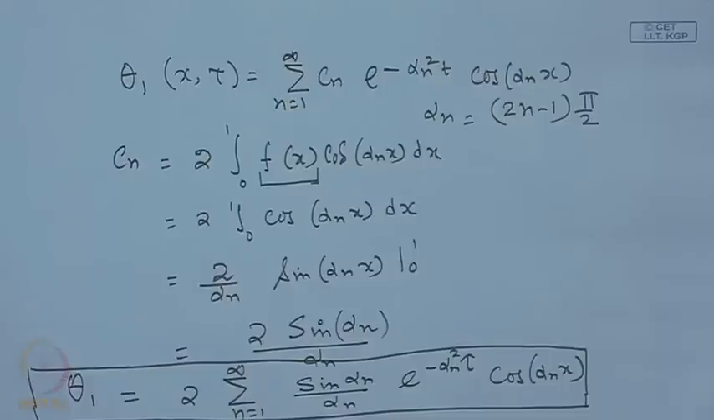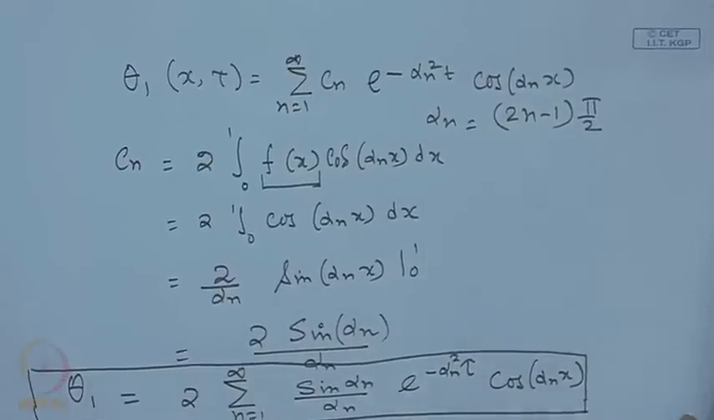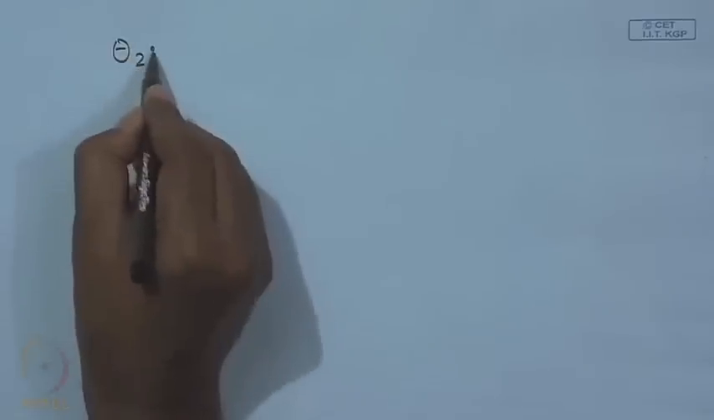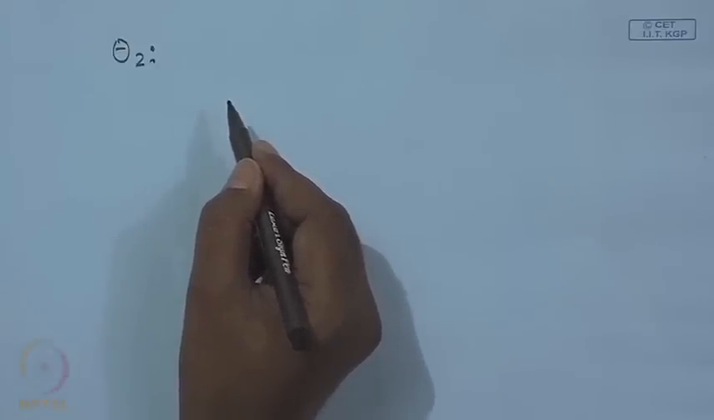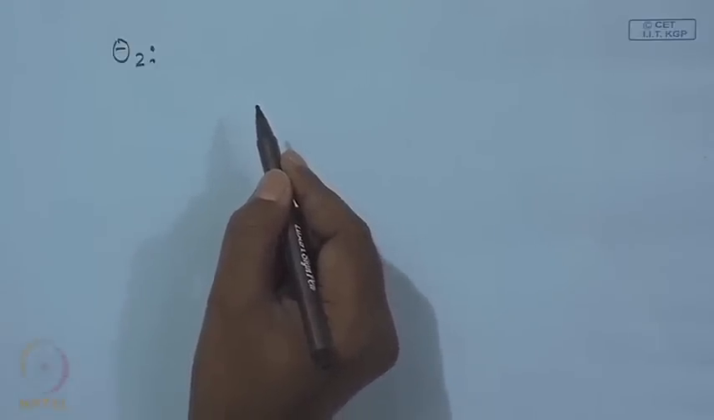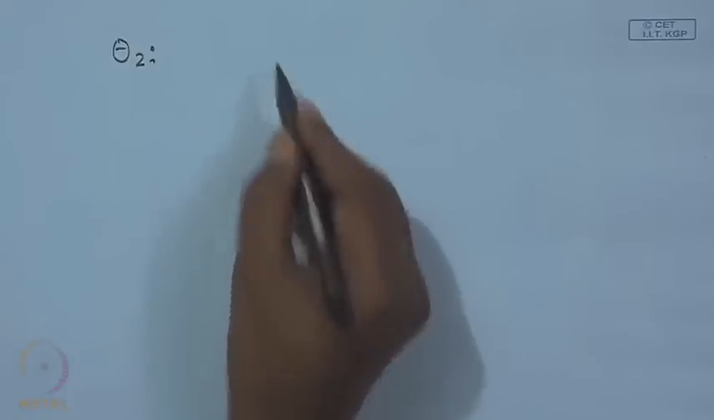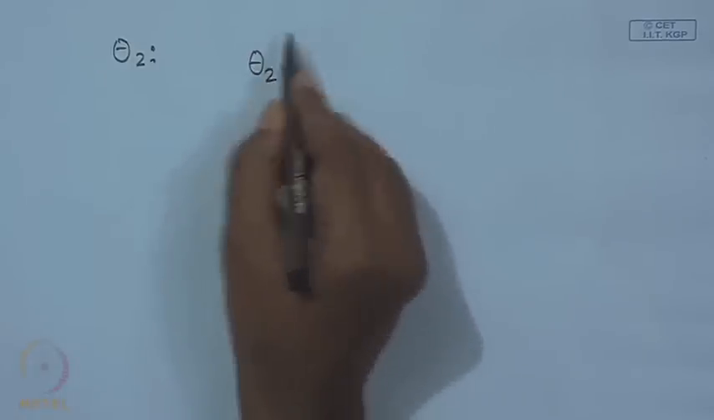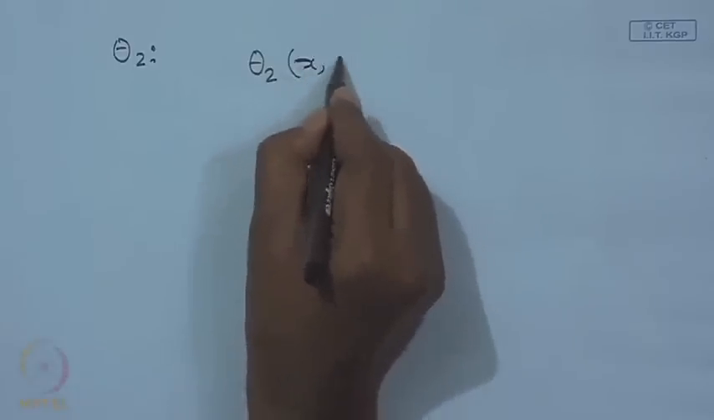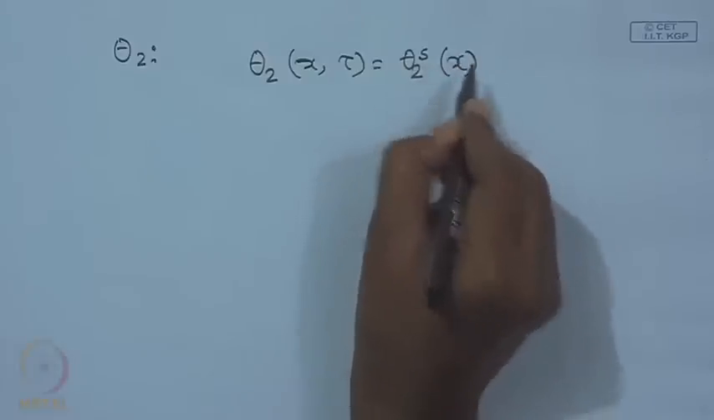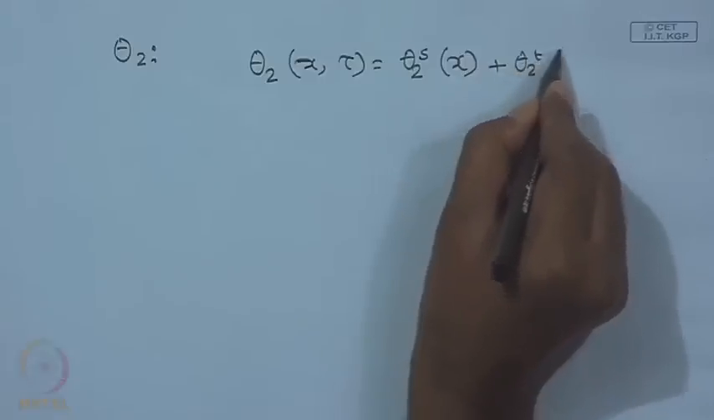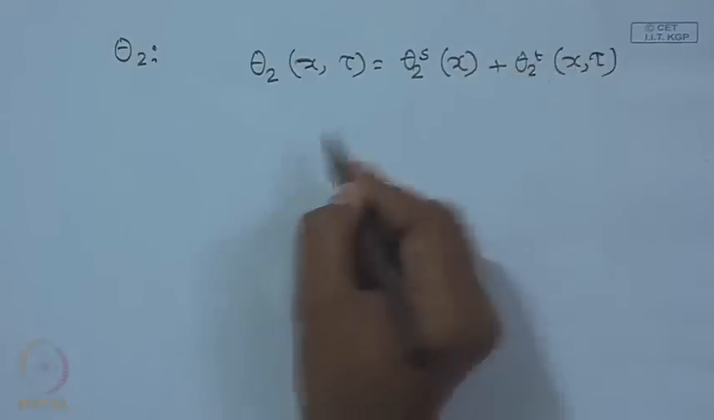Now, let us look into the θ2 part. The θ2 part is having an ill-posed problem. So, it has a homogeneous initial condition and a non-homogeneous boundary condition. So, this problem will be divided into two subparts. One is the time independent part, another is the time dependent part. So, θ2(x, τ) should be divided into two sub problems, θ2s, which is a time independent part, and θ2t, which is a function of both x and time.